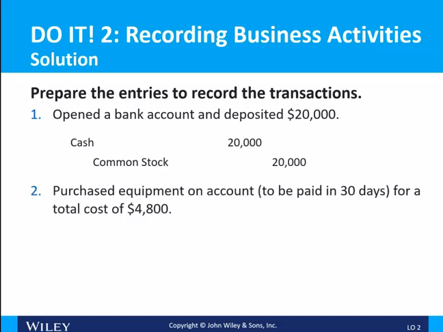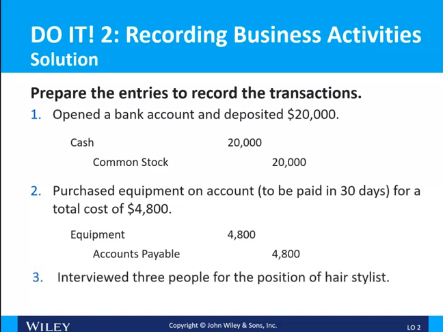Second one, we purchased equipment on account to be paid in 30 days for a total cost of $4,800. Okay, so think about what increases, what, if anything, decreases, what gets debited, what gets credited. We're buying equipment, it's an asset on account, it's a liability because we're going to owe that in 30 days. We're going to debit equipment for $4,800, credit accounts payable for $4,800.